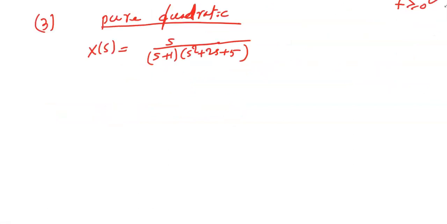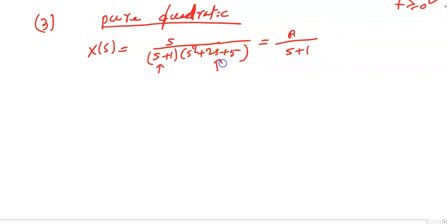So for the pure quadratic term, consider this example X of s. For the first order factor, as usual, A upon s plus 1. Because it is second order and pure quadratic, we cannot have two first order factors, so we'll write it like this: (Bs plus C) upon (s square plus 2s plus 5).